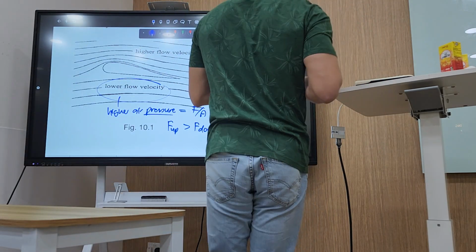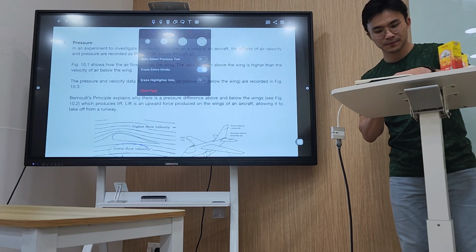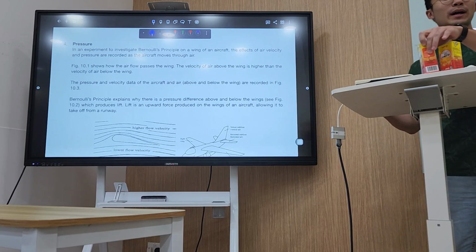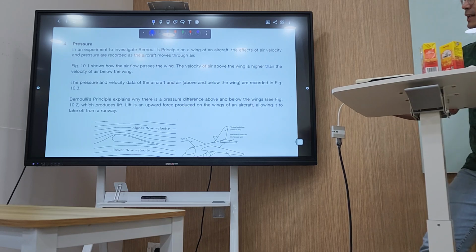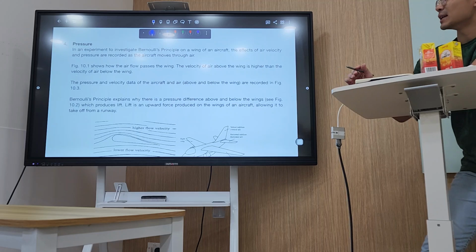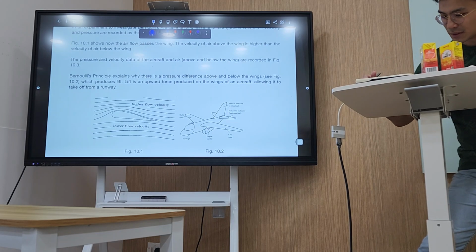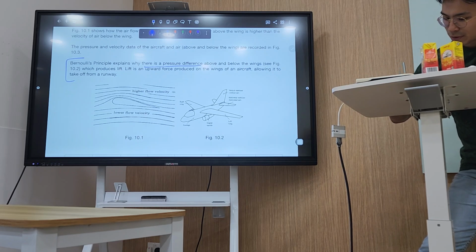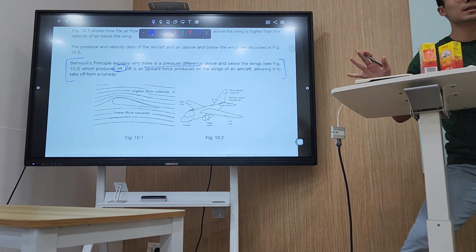Okay, let me go through this question properly because I think this is a concept that's a little bit hard to understand. Ethan, you want that? Okay, so in an experiment to investigate Bernoulli's principle, the effects of air velocity and pressure are recorded. Bernoulli's principle explains why there is a pressure difference, which generates lift, which is your upward force that acts on the wings of the aircraft.